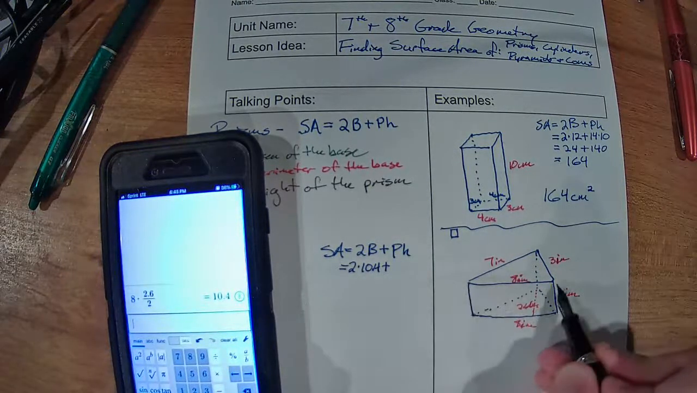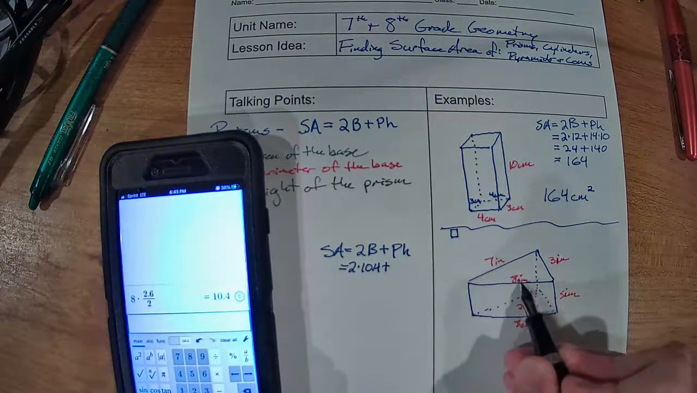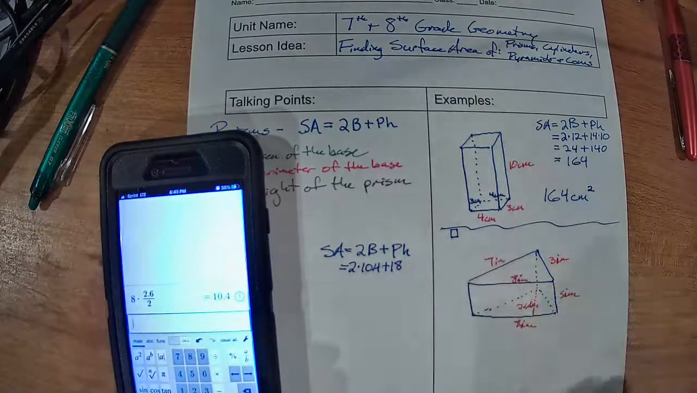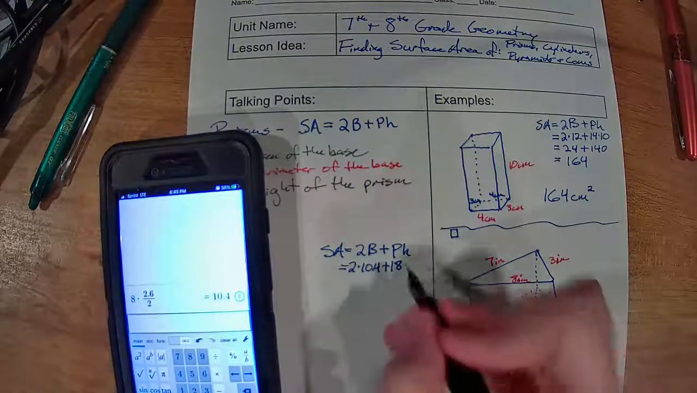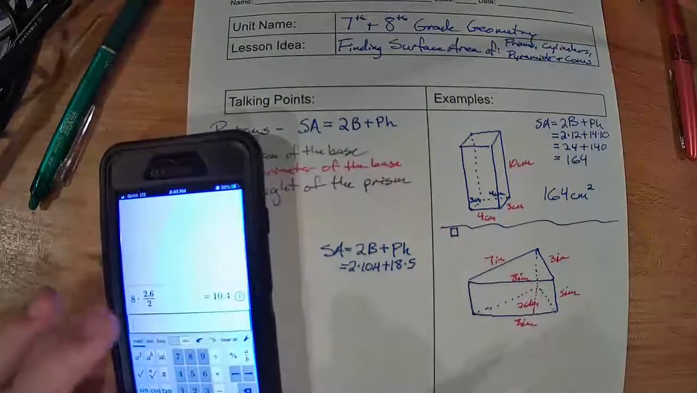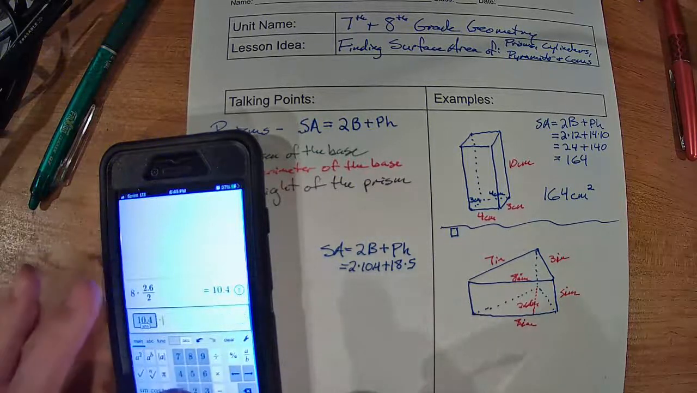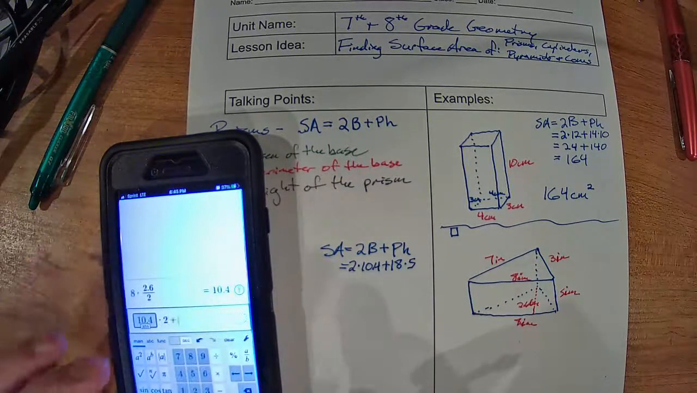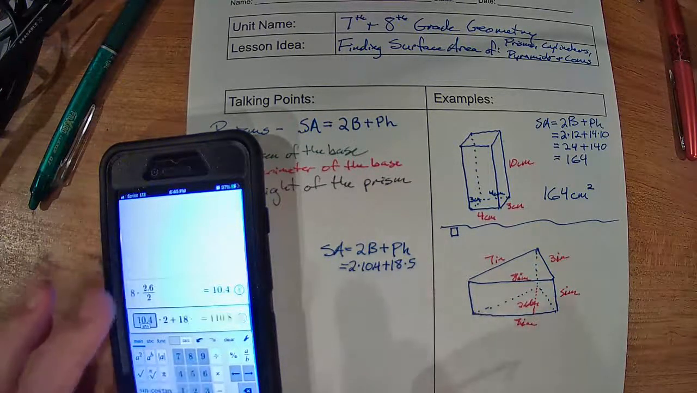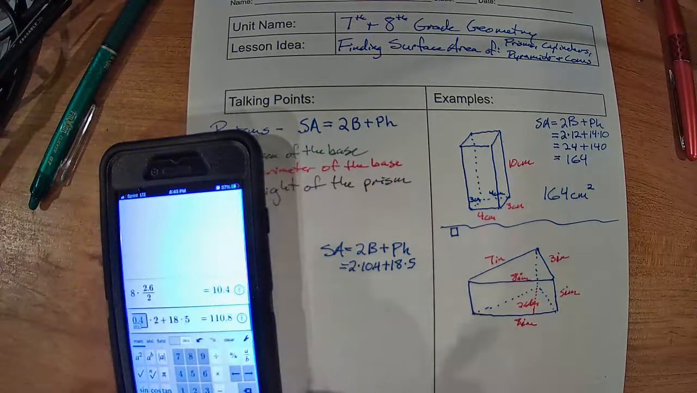Perimeter. So the perimeter is all the way around. So notice I've got 3 and 7. That makes 10. Added 8 is 18. So my perimeter of the base is 18. And then I'm simply going to multiply by the height of my prism, in this case, 5. So let's get to it. I'm going to take my answer here, this 10.4, multiply it by 2, and then we'll simply add on our 18 multiplied by 5.